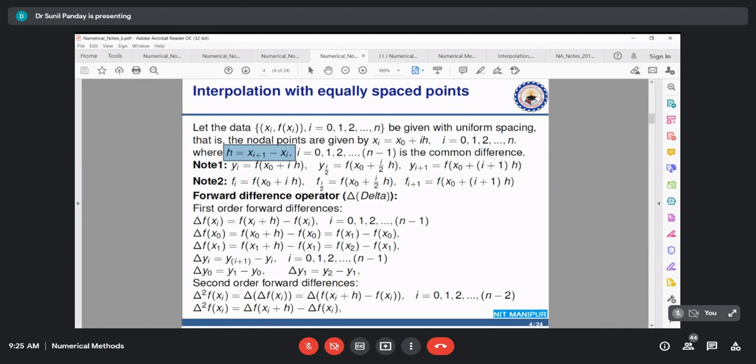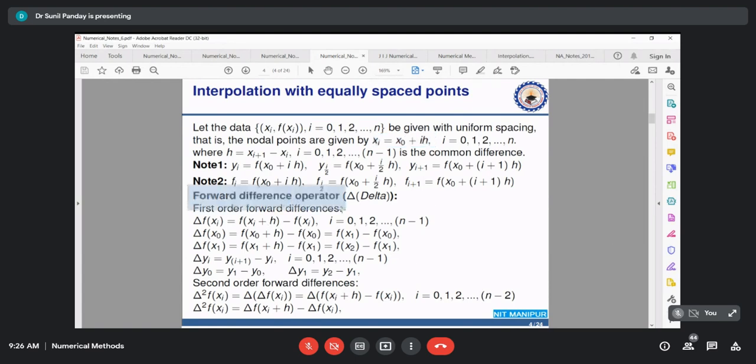If you take any two consecutive values and calculate their difference, you will get h, and the h remains the same. And then you have defined in terms of the variable y. So yi is actually f of xi, and this is xi. From here you can see xi is x naught plus ih. So this kind of notation we will use.